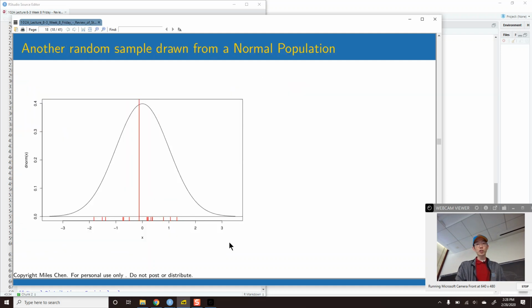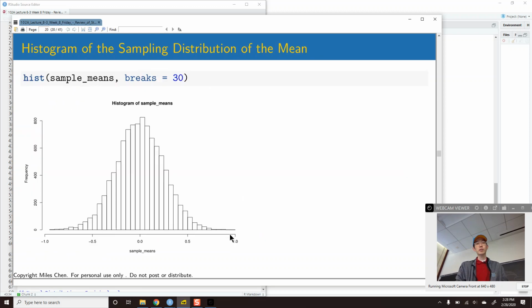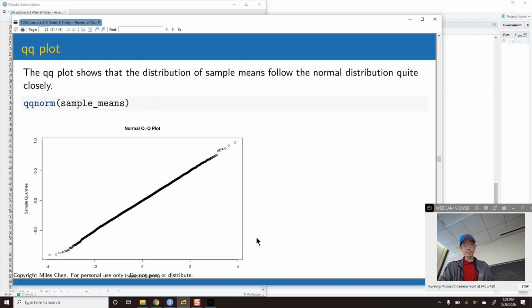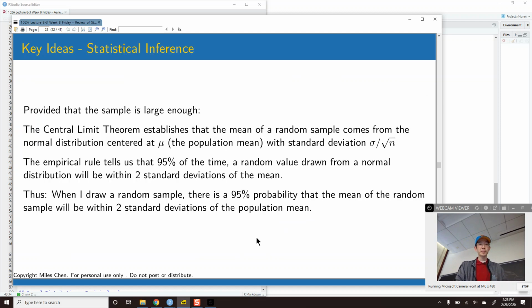Versus in the standard normal, you have to go out to like negative 3 and positive 3 to get almost all the values, okay? Here, almost all the values are between negative 0.75 and positive 0.75, right? Which reflects basically what the central limit theorem says, that with larger samples, you're going to have less spread in those things. Okay, we can look at the QQ plot, and this is pretty much the perfect straight line.